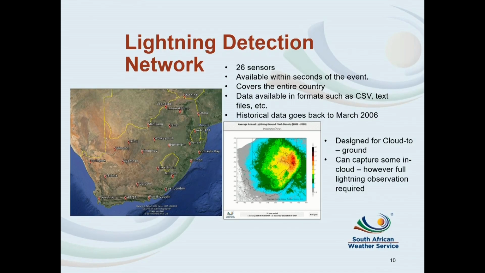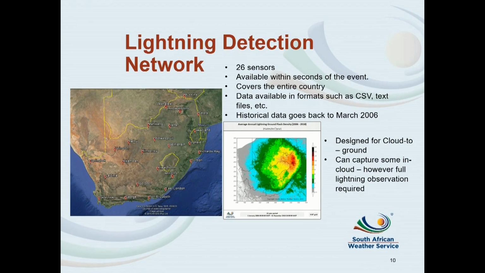Let's look at our lightning detection network. We have 26 sensors across the country. So the lightning data is available within seconds of the event occurring. It covers the entire country. It's available in different formats, and it goes back to 2006. Even with our lightning detection, we're not only focusing on South Africa, but we also help Swaziland, Mozambique, and Lesotho.